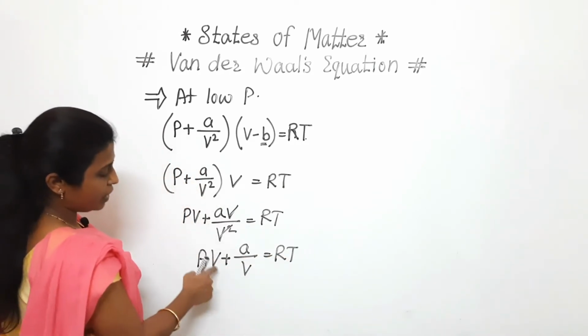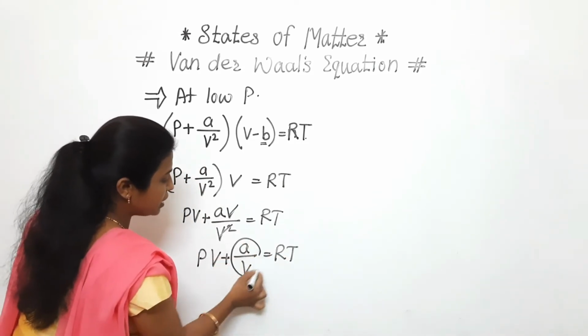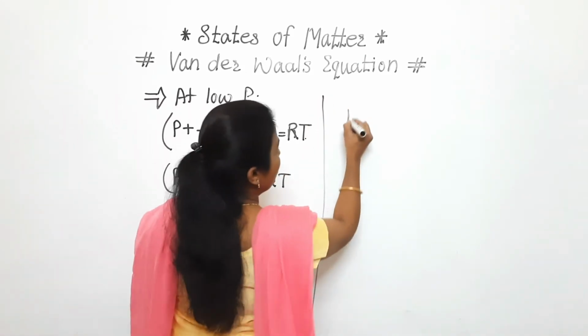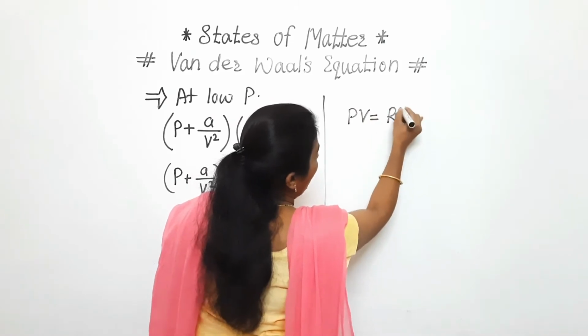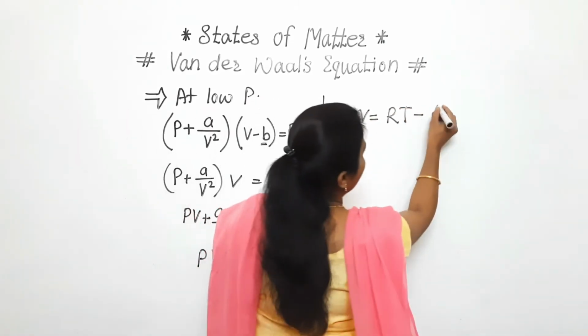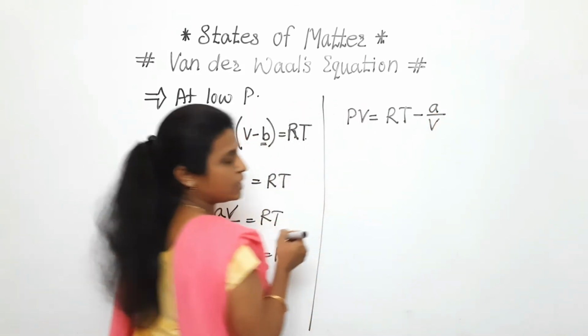What is the next step? The next step is that we are just shifting this A by V to the right hand side. So that equation will become PV is equal to RT. Here it is plus A by V, so when we shift it to that side, it will become minus A by V.